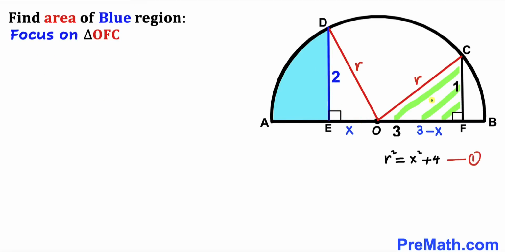Now let's focus on this other right triangle OFC, whose side lengths are 1, lowercase r, and 3 minus x. Let's apply the Pythagorean theorem on this triangle as well. Let's fill in the blanks in this Pythagorean formula. So we got 3 minus x whole square plus 1 square equal to r square.